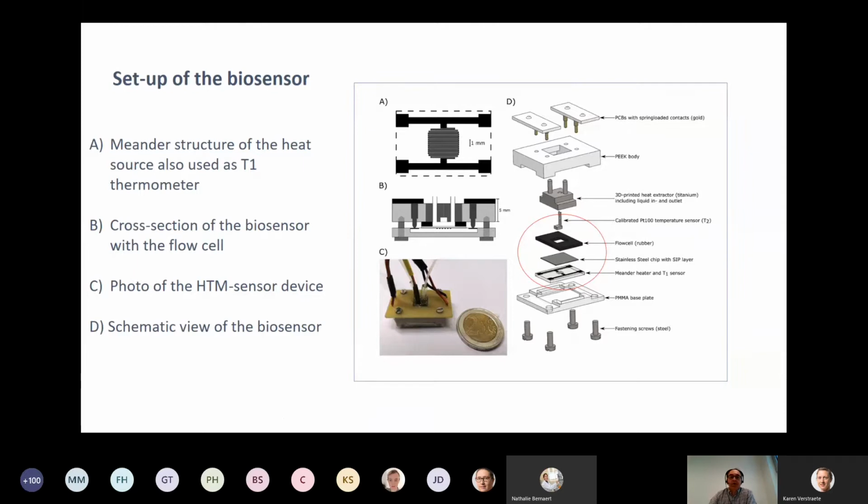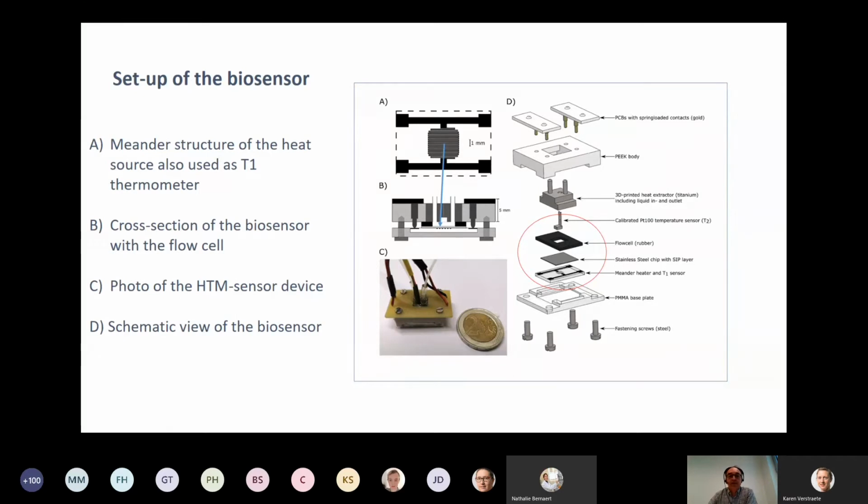Here you see the setup of this biosensor. In panel A, you see a meander structure, and this is the heating element, and it also serves as a thermometer for the T1 temperature. This meander is placed in the heart of the biosensor, as you see with the blue arrow. So it is placed under the SIP.